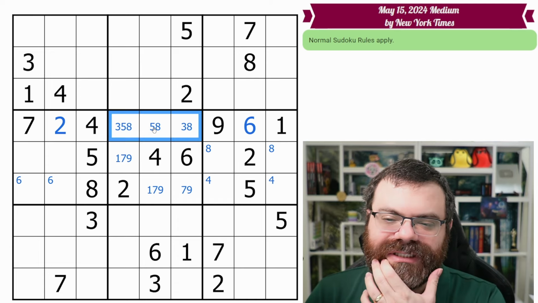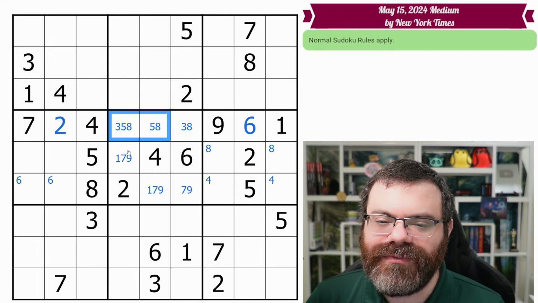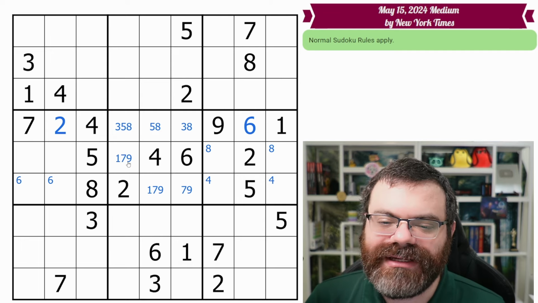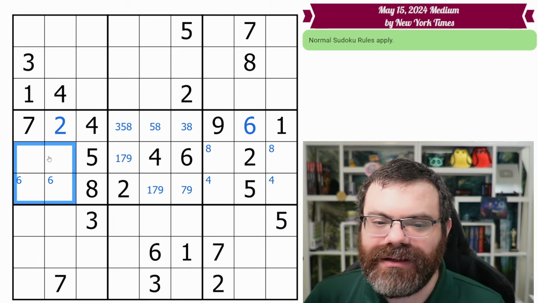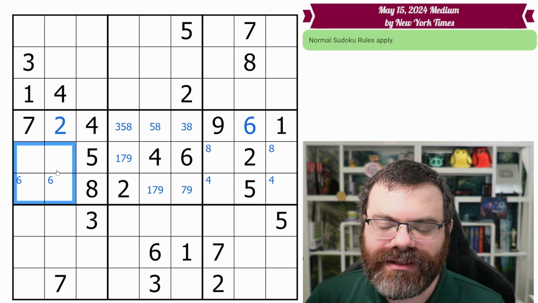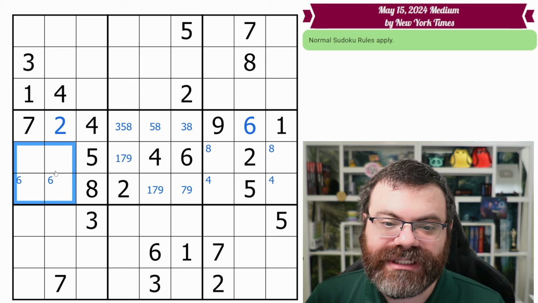Okay, so that was these three. You can see how useful that was. Normally that would have been extremely fast, but I explained everything very carefully. So this box is down to 4 open cells. So what are the 4 digits it needs? It needs the 1, 3, 6, and 9.